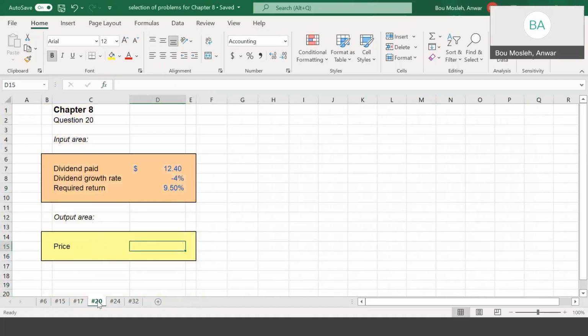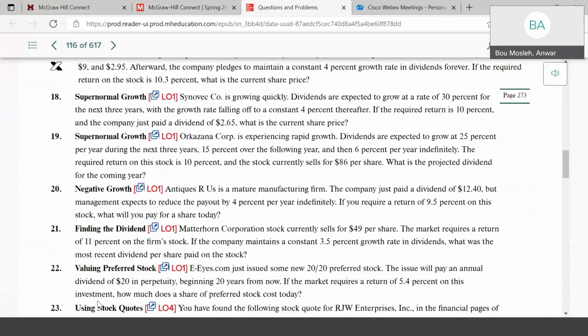Number 20. Here we have Antiques R Us, a mature manufacturing firm. The company just paid a dividend of 12.4, but management expects to reduce the payout by 4% per year indefinitely. If you require a return of 9.5% on the stock, what will you pay for a share today? Well, this is a constant growth model from the beginning. It's not a non-constant growth, which is divided into two parts. It's only one part.